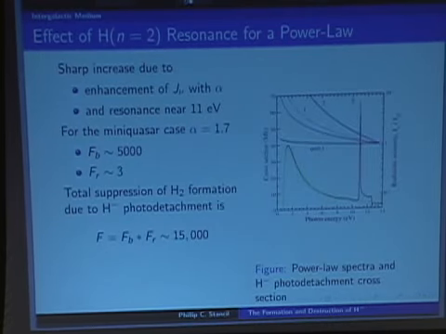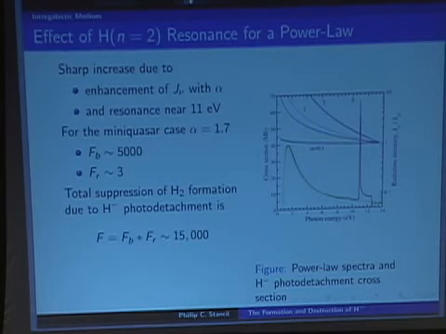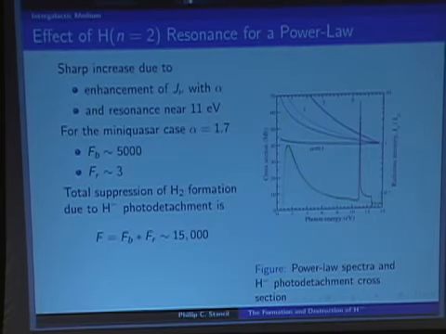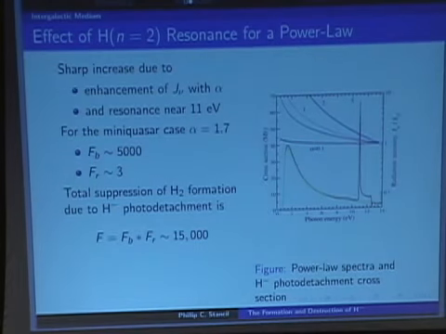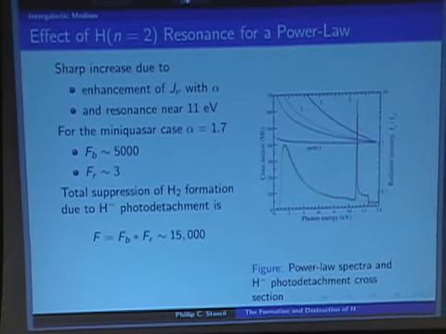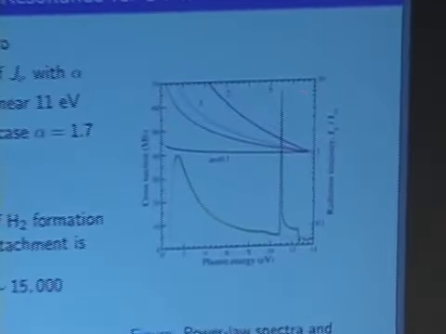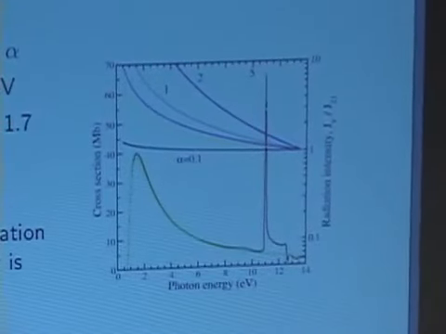Okay. And of course, we can understand how that enhancement works by plotting here the cross-section versus the radiation field. So I've shown for different power laws from 0.1 up to 5. Okay. And you can see that there's a big jump in the radiation field near where the resonance is.